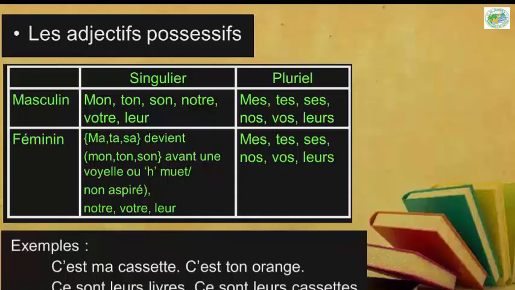Let's have this example. C'est ma cassette. Cassette here is a feminine word that starts with a consonant. There's no problem to use ma for it. The word orange is a feminine also, but you can't say ta for it, so you will replace it with ton. Okay? Watch this. Ma cassette, ton orange. Ce sont leurs livres. Ce sont leurs cassettes. Two plural words, masculin et féminin. We use the same article for them. Okay?